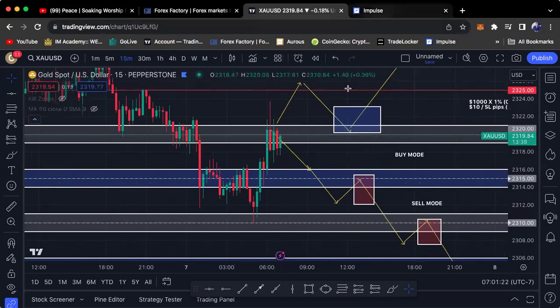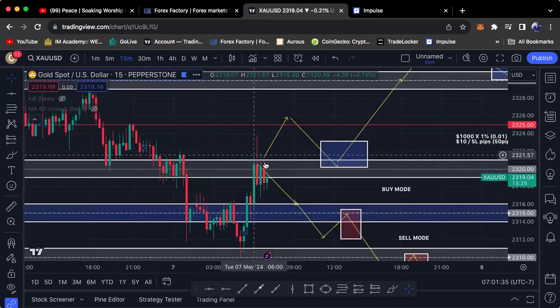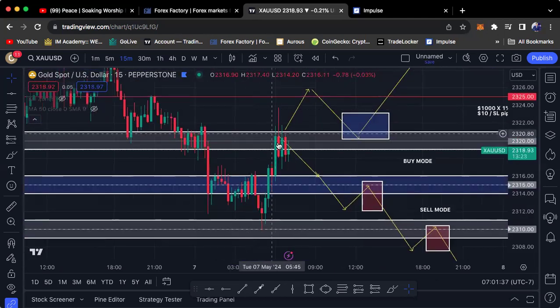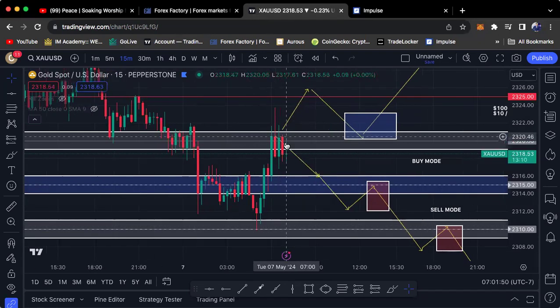Plus, today we have no news. And it's just a typical trading day. Just follow market structure and just wait for that break of structure, because right now it's resisting here. It's consolidating a little bit. It's still deciding which way it wants to go.